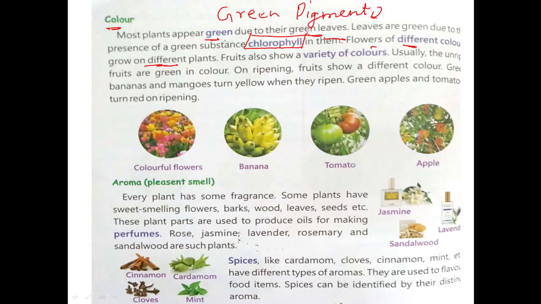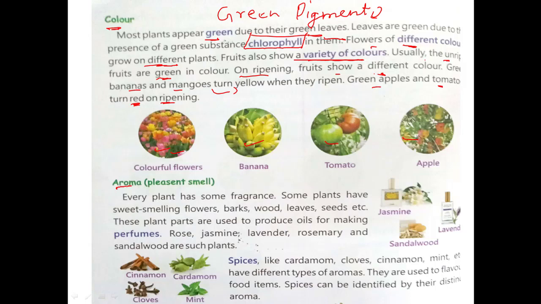Different types of fruit have different colors, meaning fruits also have a variety of colors. Usually the unripened fruit, the raw fruit, is green in color. On ripening, the fruit color changes. They show a different color. For example, green banana or green mango turn yellow when they ripen, and green apple and green tomato turn red when they ripen. So here are some colorful flowers, banana, tomato, apple, you can see.